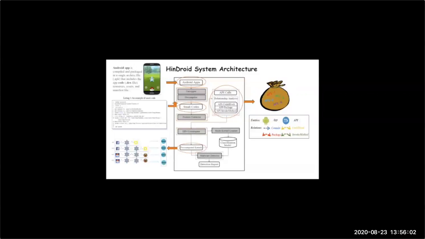Based on the extracted features, we construct the heterogeneous information network for representation. Then we propose multi-kernel learning algorithms to build the classification model for malware detection. Based on the trained model, for any given unknown app, we use the model to predict whether it belongs to a benign file or a malicious app.